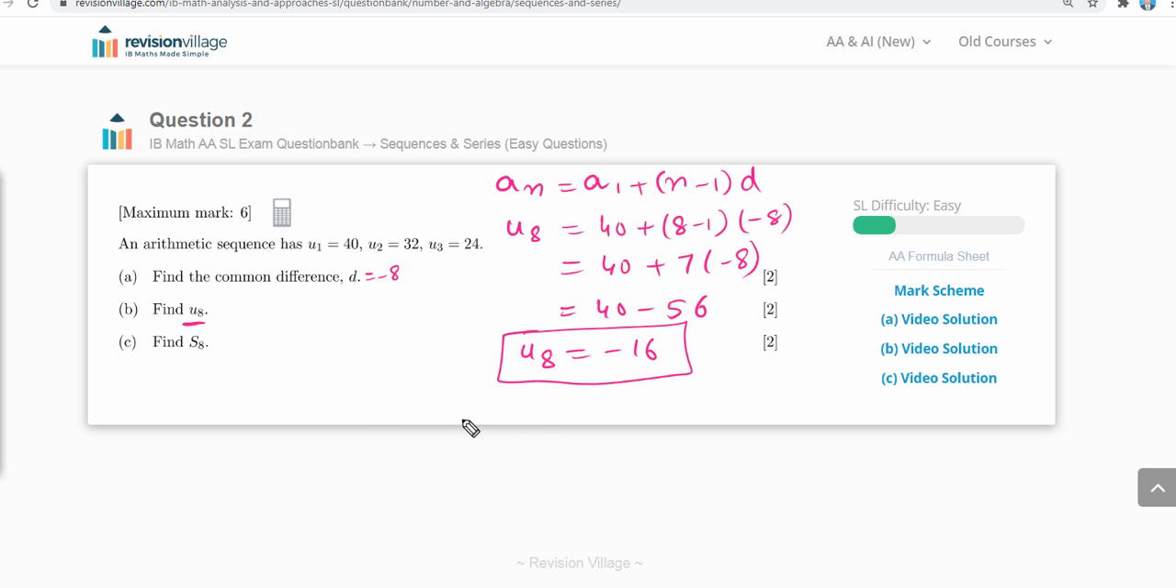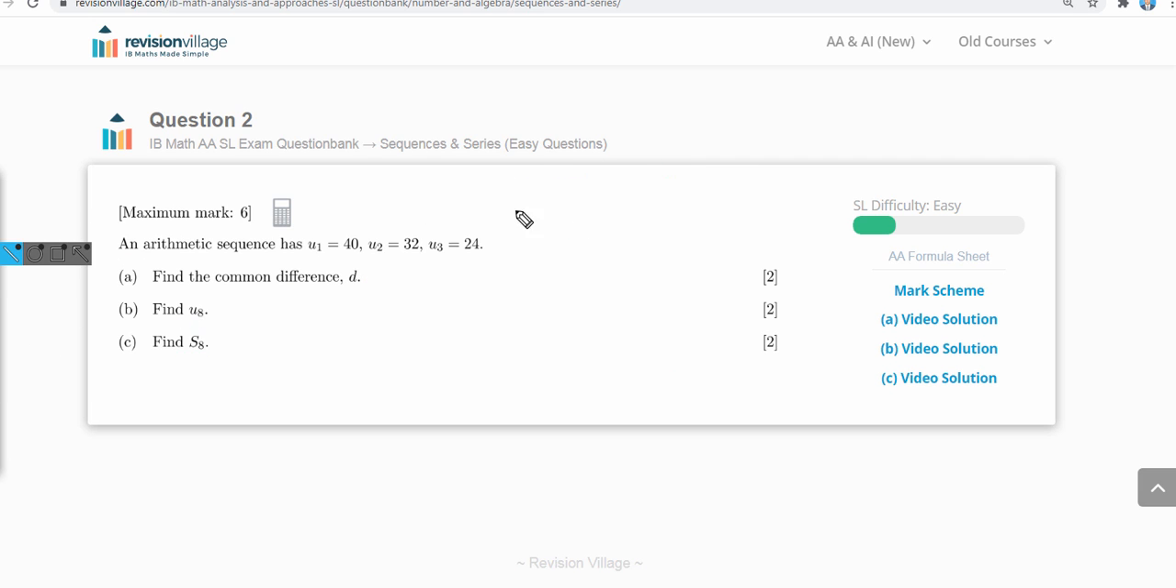Okay, now after this we will do part C, where we have to find the sum of the first 8 terms. For that purpose I'll use the formula for the sum of an arithmetic sequence: S of 8, or just write S of n equals n over 2 times (2a1 plus (n minus 1) times d).